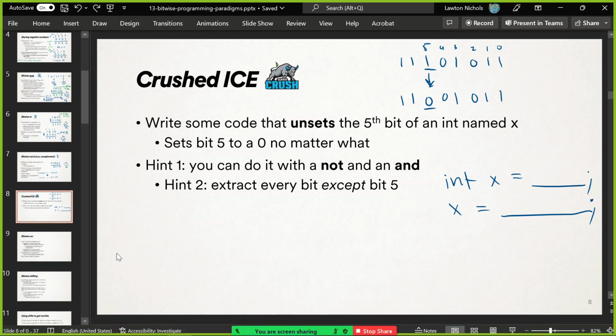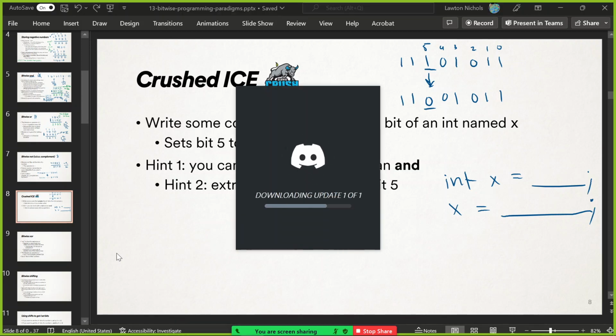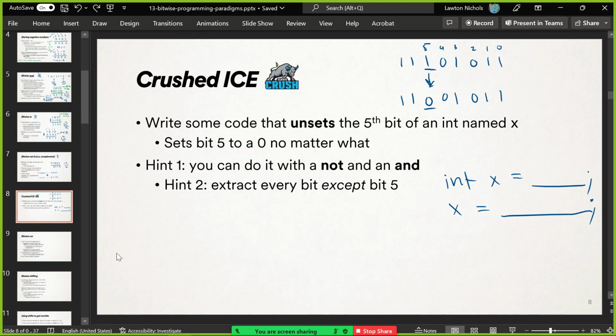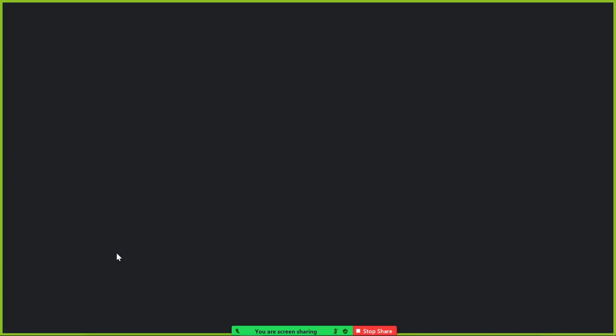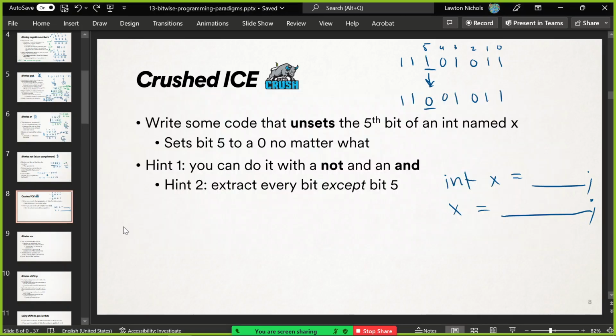Whenever Discord decides to open, of course. You can do it. It's trying so hard.